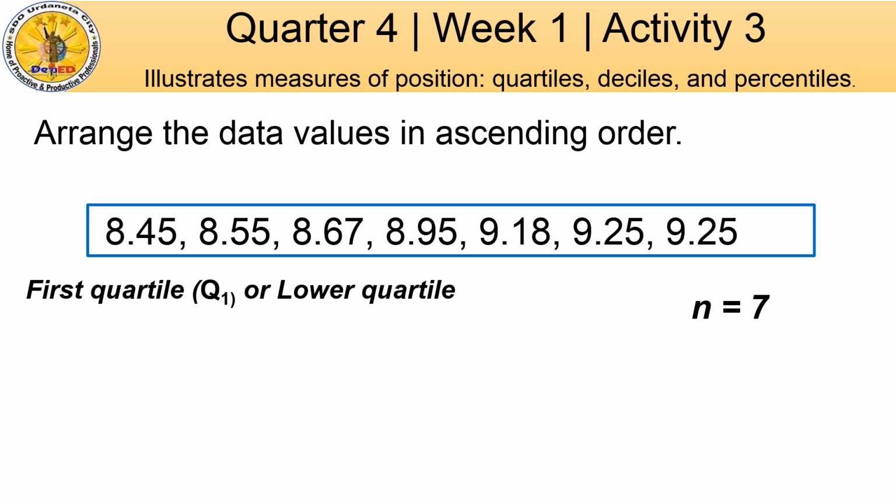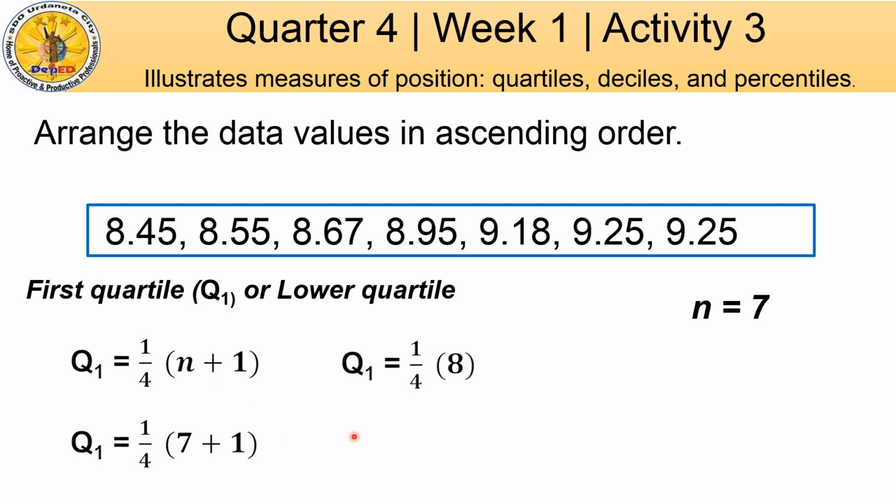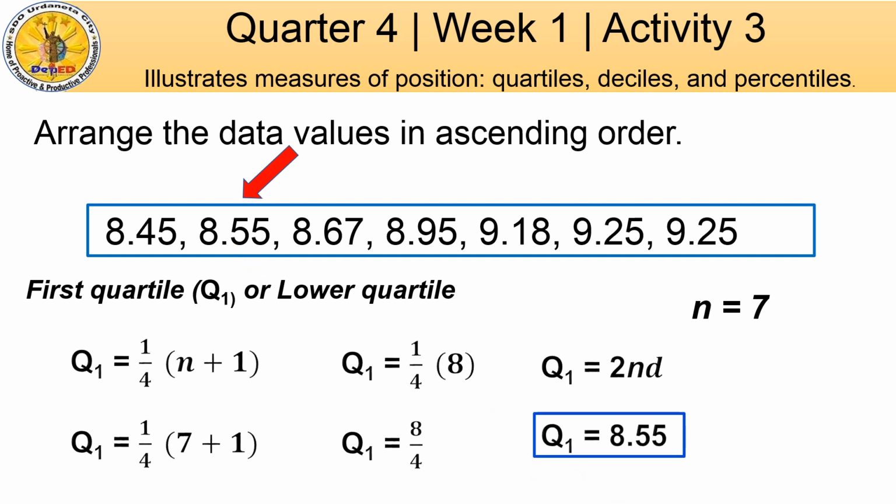After arranging the data values in ascending order, we can now move on to solving for the first quartile, using the value of n, which is 7. Applying the formula for finding the position of Q1, that is 1/4 times n plus 1. Replacing n by 7, we have 1/4 times 8, that is 8 divided by 4. Then your quartile 1 is located at the second position, or in the second data, which is 8.55, your quartile 1.